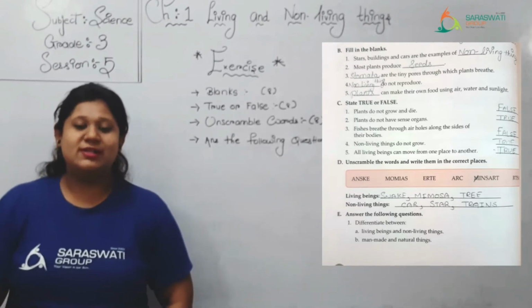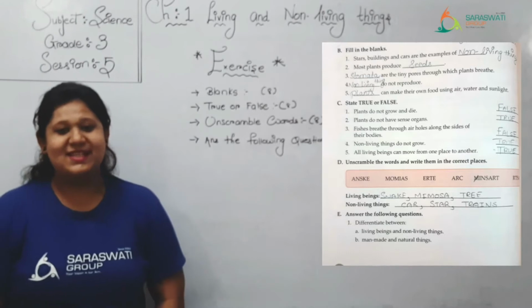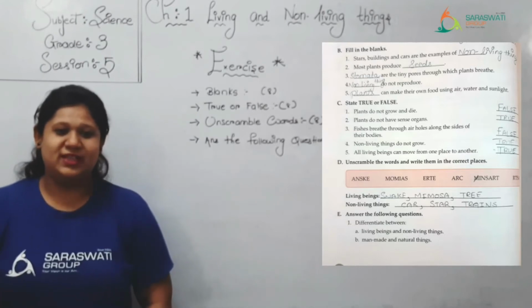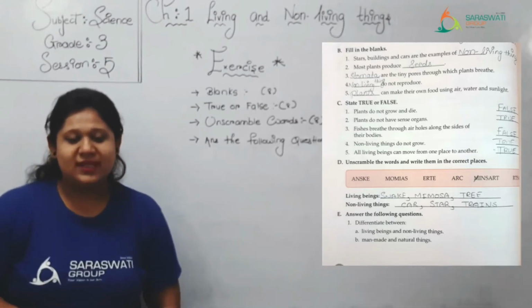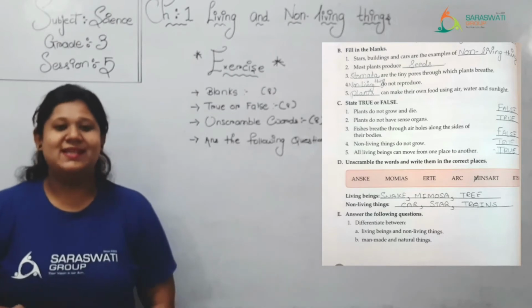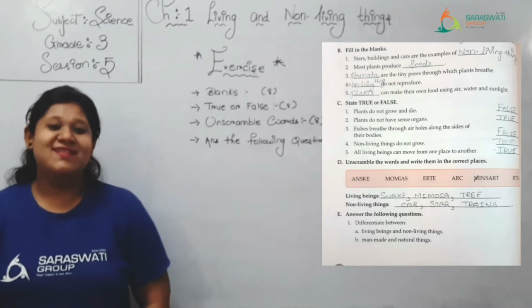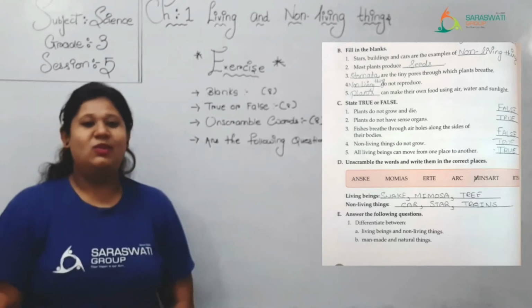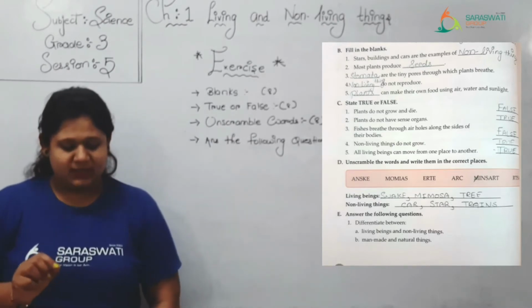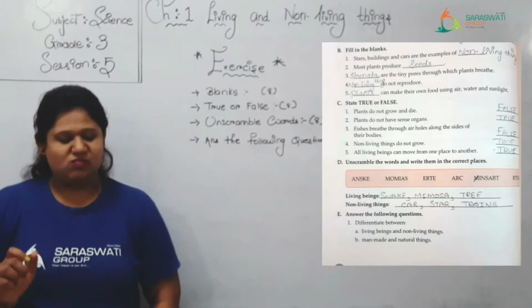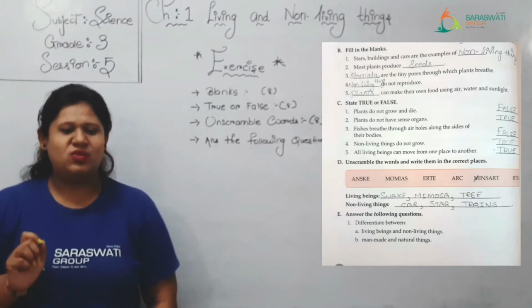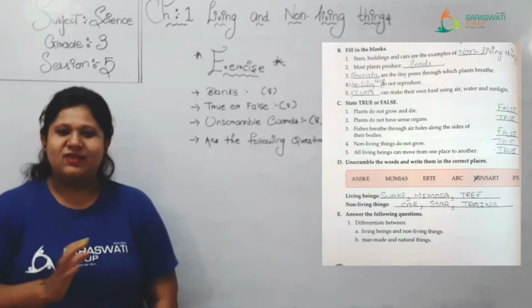Now, number 4. Blank do not reproduce. Which thing does not reproduce? Think about it. Yes, non-living things do not reproduce. Then our answer must be non-living thing. The space is a little smaller, so write it with small handwriting and fill the blank.